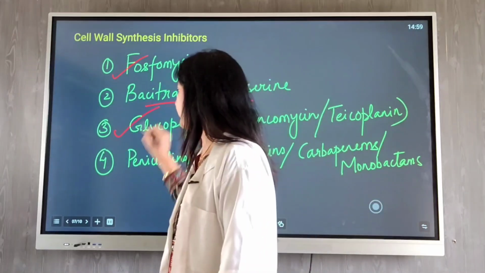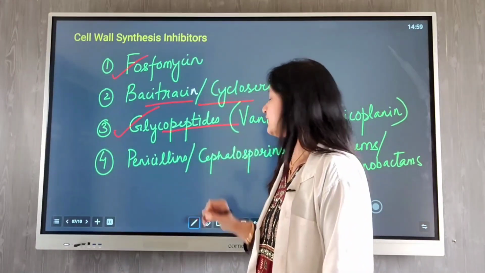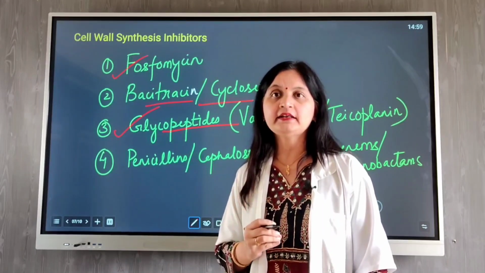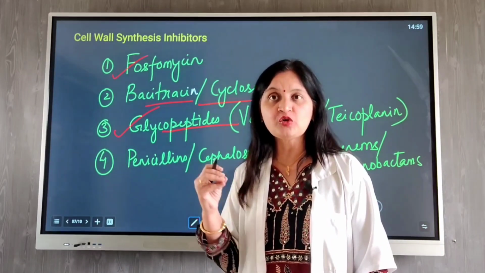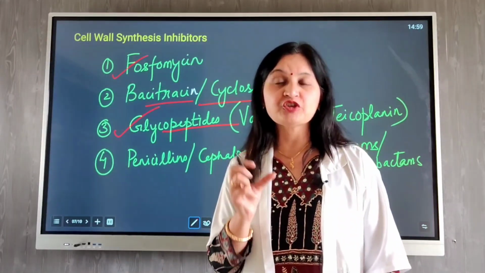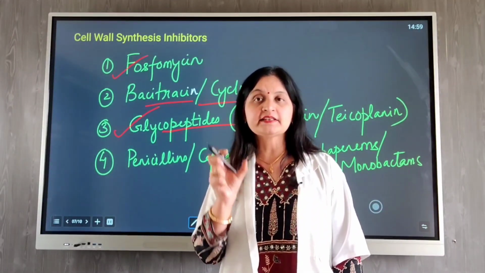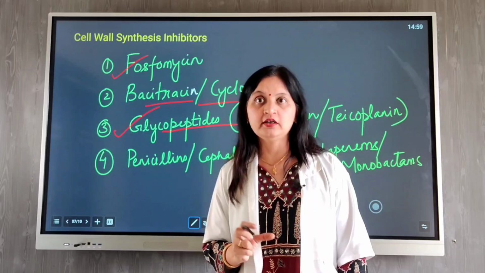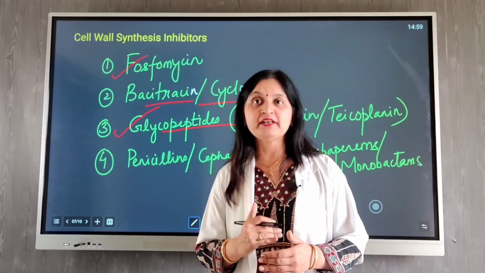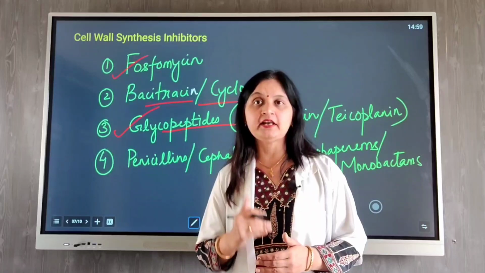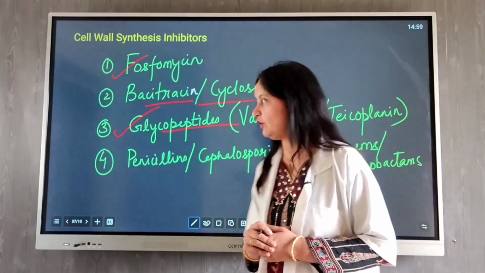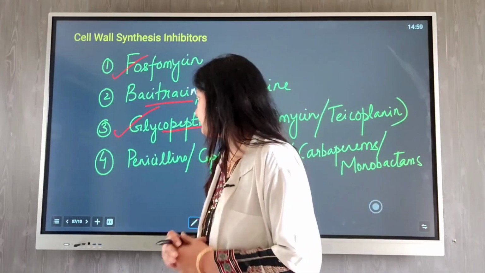The third group of antibiotics are the glycopeptide antibiotics, that is vancomycin and teicoplanin, and these antibiotics act by attaching strongly to D-alanine and prevent the release of D-alanine, which is the terminal amino acid that is attached to the amino sugar. By inhibiting the release of D-alanine, the further transpeptidation reaction is inhibited, the cross-bridging is inhibited, and this leads to a weakened cell wall and cell wall synthesis inhibition.